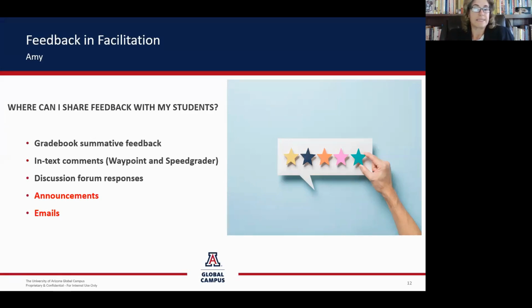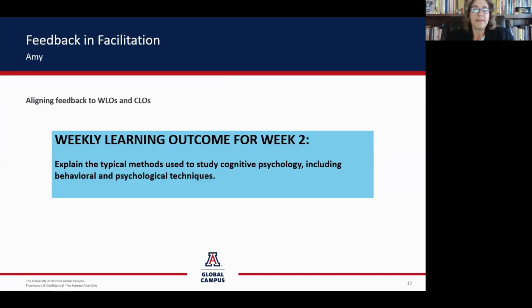If you could go to the next slide, please, Kate. Now, I really like what Kate and Diana touched on in terms of creating something for faculty or the course developers that can go into the faculty resources. But this is also something you can do as you are prepping for your course. So we'll start with the learning outcome for week 2 of a psychology course. This learning outcome is: explain the typical methods used to study cognitive psychology, including behavioral and psychological techniques. So we'll take this learning outcome and break it down.